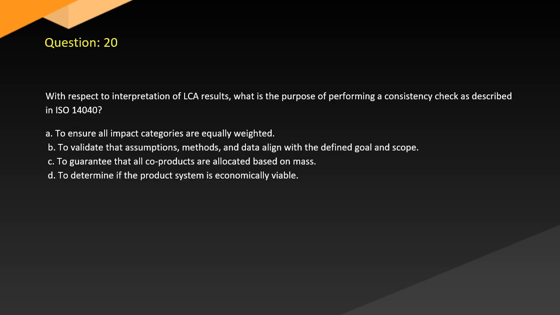Question 20. With respect to interpretation of LCA results, what is the purpose of performing a consistency check as described in ISO 14040? A. To ensure all impact categories are equally weighted. B. To validate that assumptions, methods, and data align with the defined goal and scope. C. To guarantee that all co-products are allocated based on mass. D. To determine if the product system is economically viable.